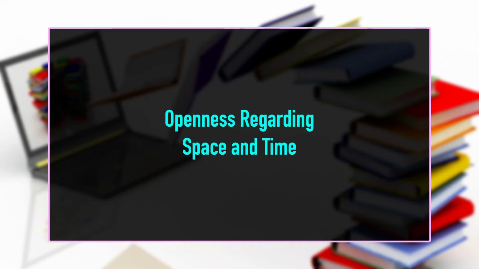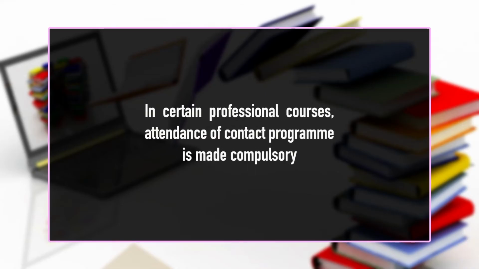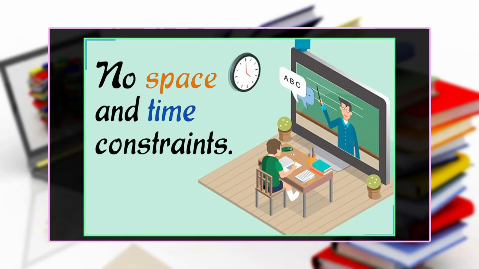Third, openness regarding space and time. The open learning system does not insist on personal attendance at a particular place or classroom. Wherever there is provision or facility for personal contact, it is reduced to the minimum and is often not obligatory. In certain professional courses, attendance of contact programs is made compulsory. The venue of contact can be shifted to suit the convenience of the students. Course duration is also flexible. The rigidities relating to the conventional system are relaxed to enable the students to proceed at their own pace.